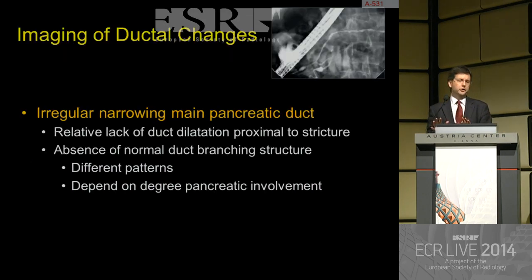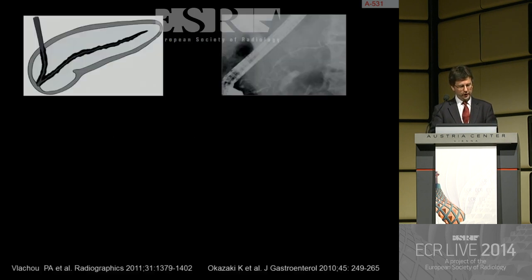Now let's move on to ductal changes. The most important feature with AIP is irregular narrowing of the main pancreatic duct. And the second most important thing is relative lack of duct dilatation proximal to the stricture. However, the patterns of disease, the patterns of ductal appearance, will vary depending on which parts of the pancreas are actually involved with AIP, with the inflammatory infiltrate.